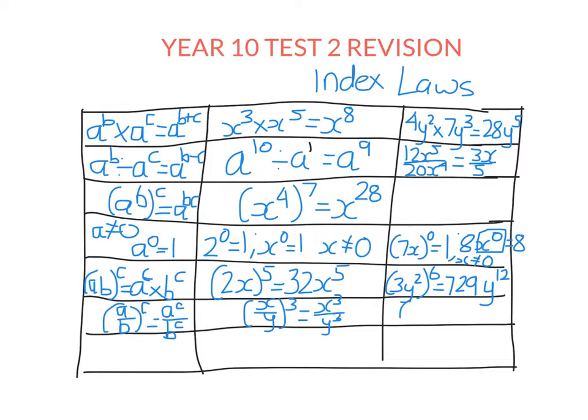So if I had something like a squared over b to the power of 4, and I want to raise it to the power of 5. So you raise a squared to the power of 5. Using the third index law, keep the same base, multiply the power. So it's a to the power of 10 on top, and then we raise the bottom to that power. Keep the same base, multiply the powers. A to the power of 10 over b to the power of 20.